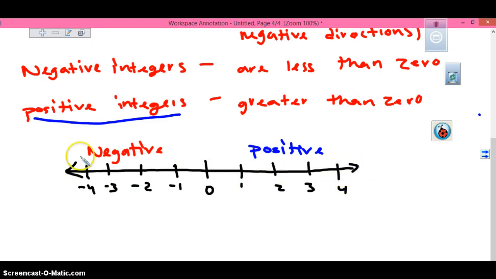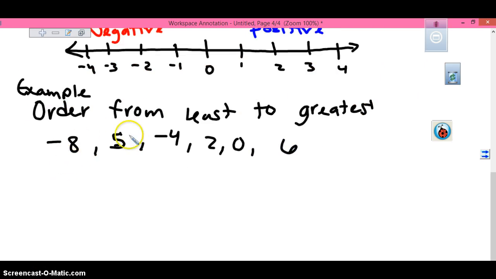What do these arrows at the end of the number line mean? That it goes on. Okay. Order from least to greatest, -8, 5, -4, 2, 0, and 6.